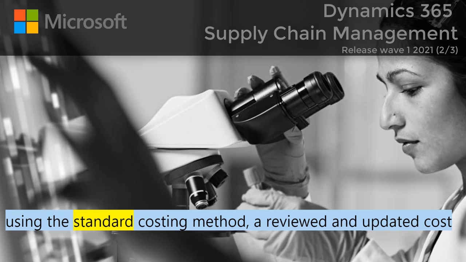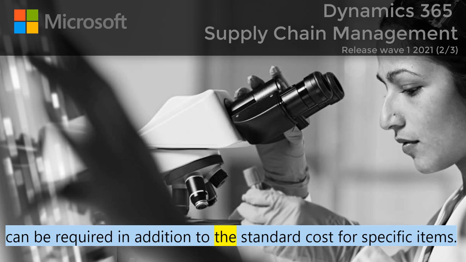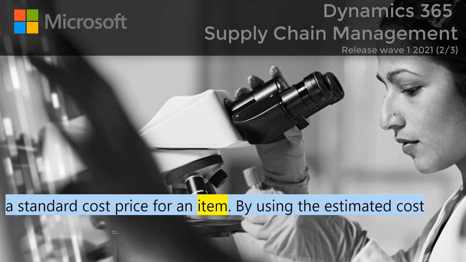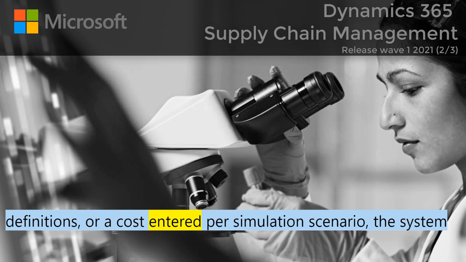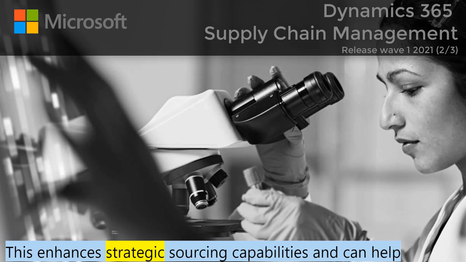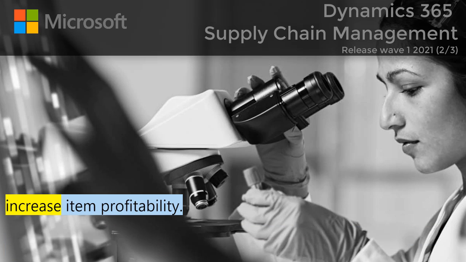When using the standard costing method, a reviewed and updated cost can be required in addition to the standard cost for specific items. Landed cost can be used to simulate shipping scenarios to predict a standard cost price for an item. By using the estimated cost definitions, or a cost entered per simulation scenario, the system can predict costs allocated to items within a simulated shipment. This enhances strategic sourcing capabilities and can help increase item profitability.